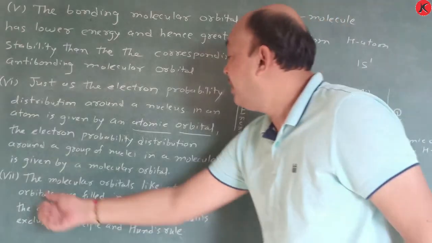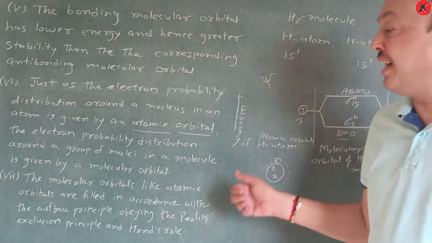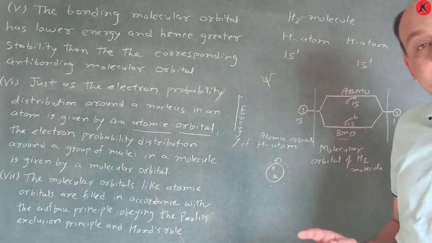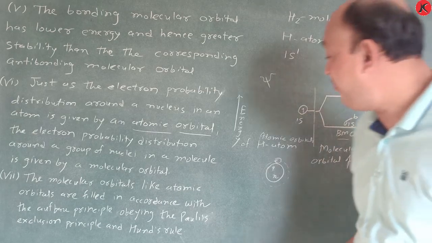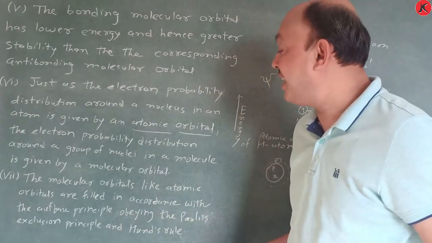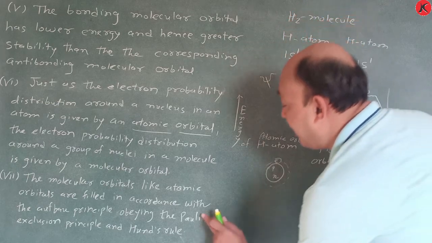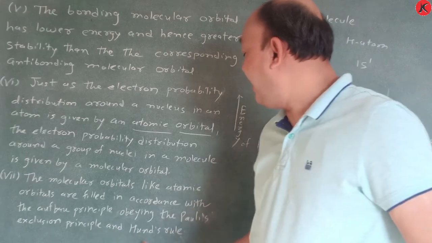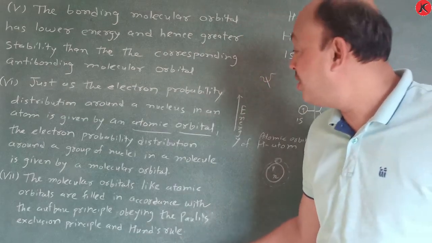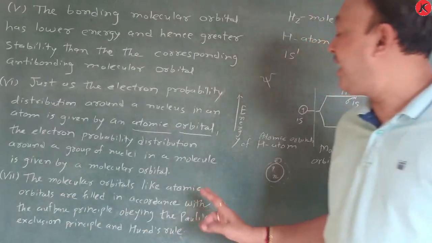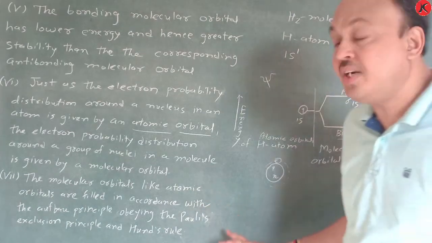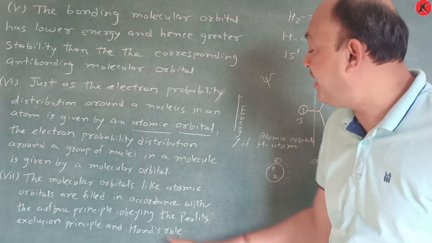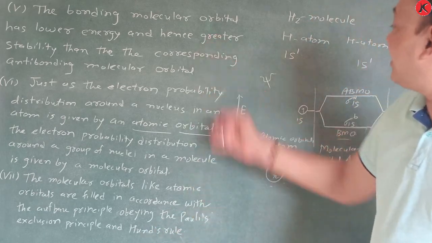Okay, now the molecular orbitals, like atomic orbitals, are filled in accordance with the above principle that you all learned in structure of atom, obeying the Pauli's exclusion principle and Hund's rules. So the molecular orbitals, like atomic orbitals, are filled in accordance with the above principle, obeying the Pauli's exclusion principle and Hund's rule. So write it completely here.